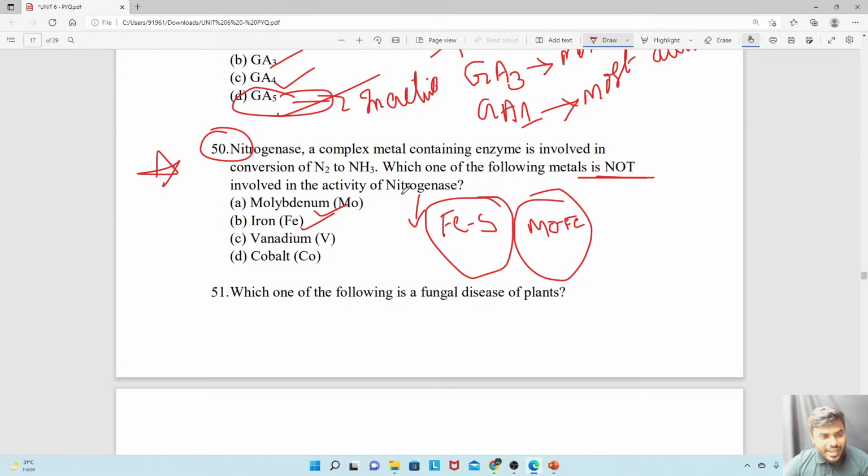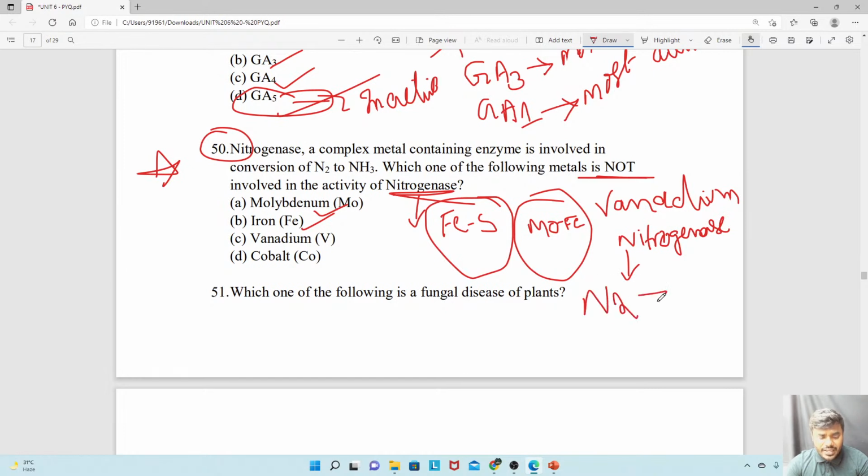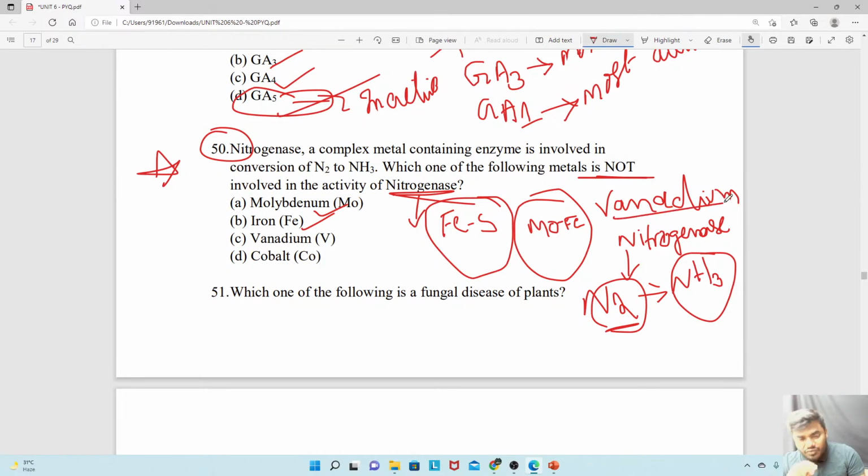Friends, vanadium. There is an enzyme called vanadium nitrogenase. I want you to remember this. It can be used industrially. Vanadium nitrogenase is the enzyme which is involved in the conversion of N2 to NH3 industrially. There is a specific enzyme called vanadium nitrogenase. So here the answer will be cobalt.